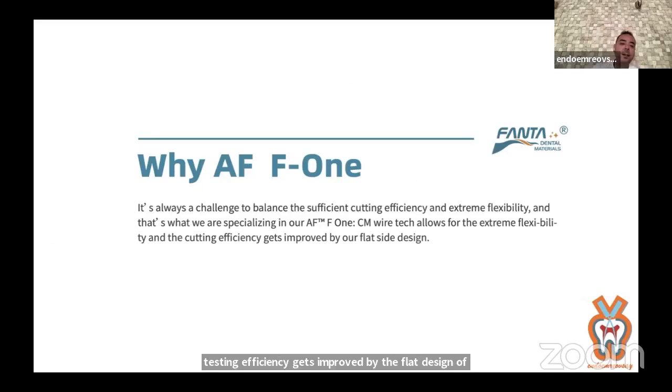So imagine a file that has a flat design. One part cuts the debris from the dentinal walls, and the other flat surface carries the debris to the coronal part. But to give you some information about the flat surface, this is very important for clinical practice.